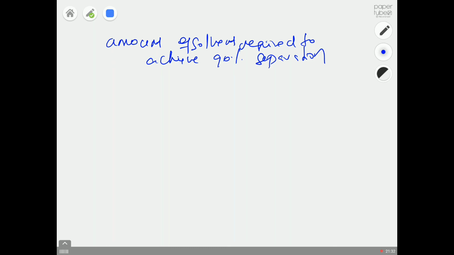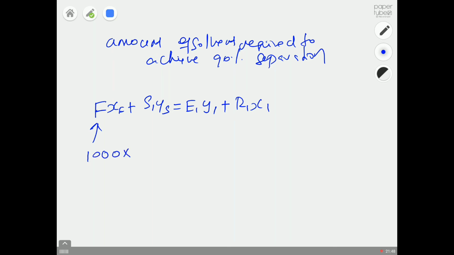So the amount of solvent. Let's go back to the mass balance expression. F xF plus S1 yS is equal to E1 y1 plus R1 x1. So we know feed is 1000 and xF is 0.5, plus S1 is something that we need to find.